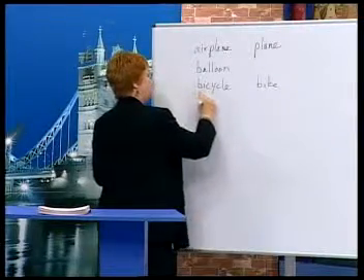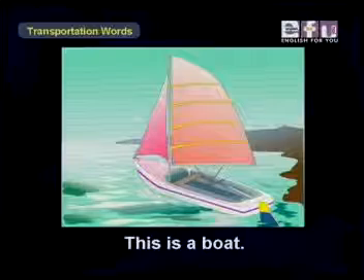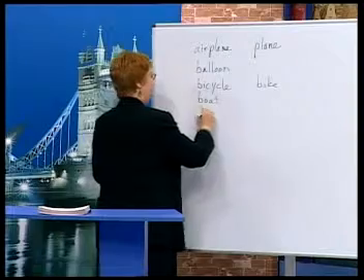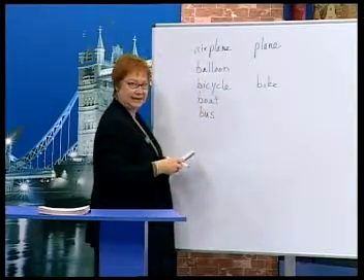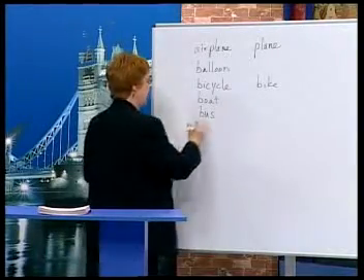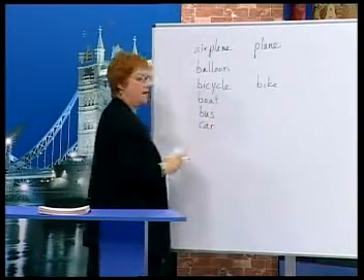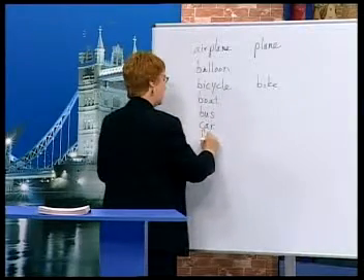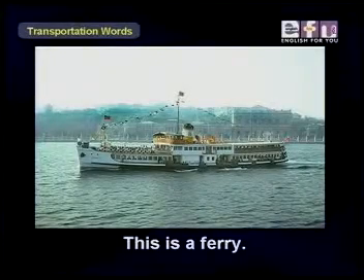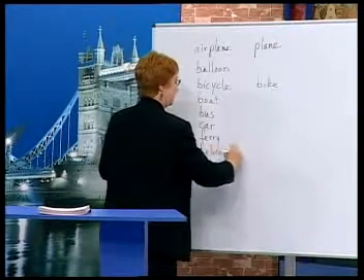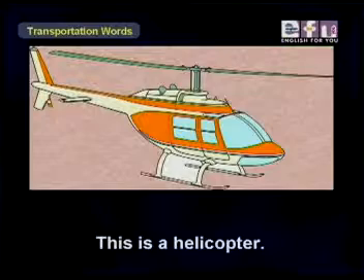The next one is a boat. This is a boat. The next one you probably know is a bus. This is a bus. We have more. We have a car. This is a car. Now on the water, we can travel by ferry. This is a ferry. Next we have a helicopter. This is a helicopter.